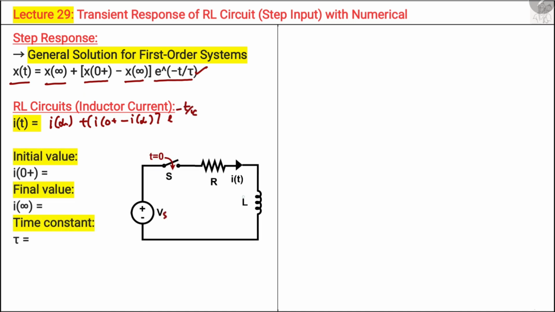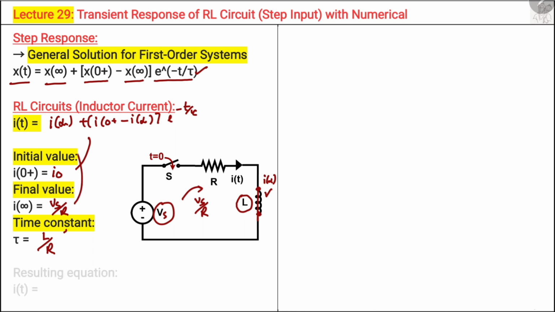In this case, if we consider the inductor is energized and the voltage source is Vs, it will have some initial current. Suppose the initial current is I0. When the switch is turned on for a very long time, this inductor will behave like a short circuit. Therefore, the current in this circuit will be simply equal to Vs by R. Therefore, the current I at time infinite will be simply equal to Vs by R. And we know that the time constant of an LR circuit is simply L divided by R.